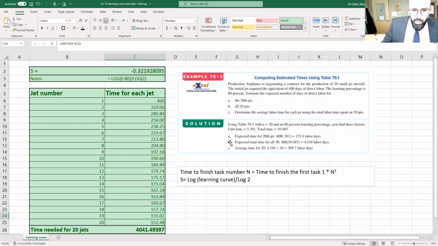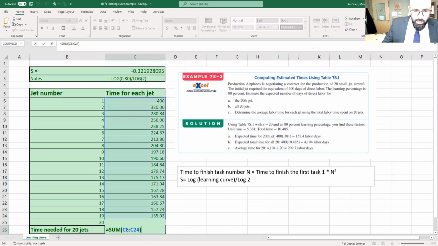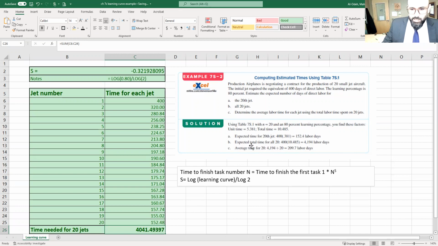So now the answer for part A, based on this learning curve, for the 20th jet, we need 152.48 days. And now for part B, the total time for all 20 would be adding all these numbers together, which is 4,041.49. I understand there's a difference between my answer and the textbook answer. The reason is that I'm using a more accurate technique. The book is using a table and there is some rounding in the table. Either one would be fine with me, but using Excel would be more accurate.